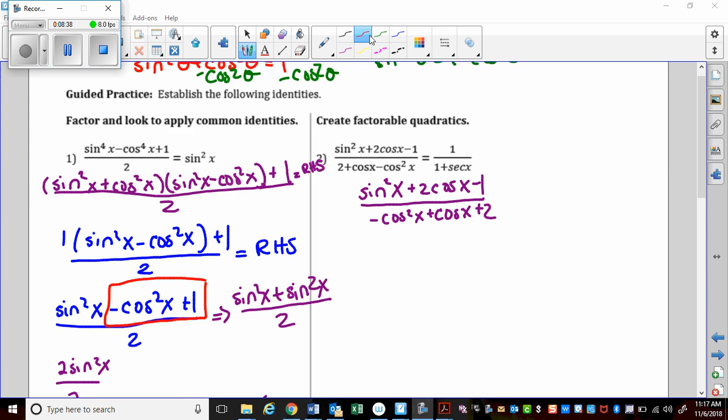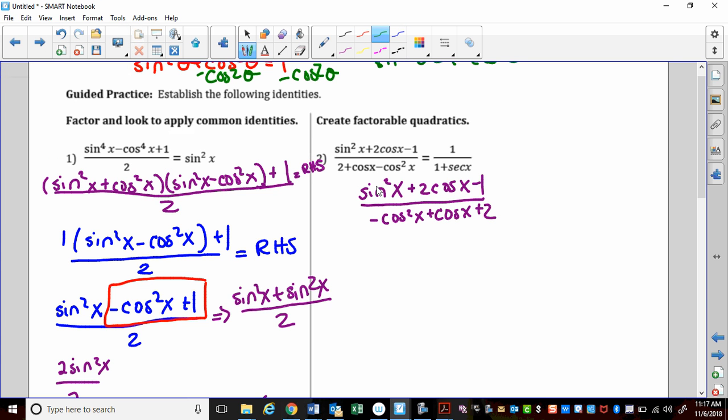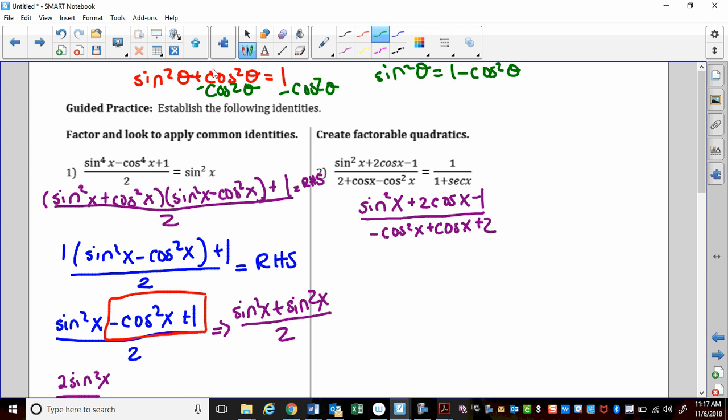So I am going to replace the sine squared of x. I know that sine squared is equal to 1 minus cosine squared. So I'm going to replace this with 1 minus cosine squared. And then I still have what's left over, which is plus 2 cosine x minus 1.